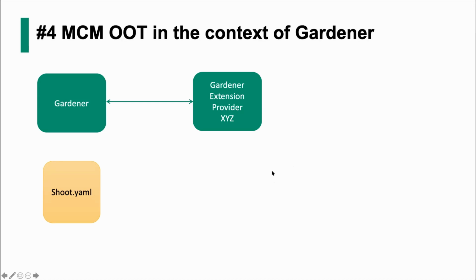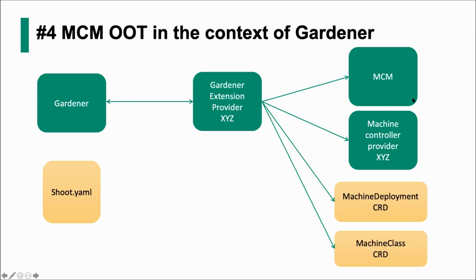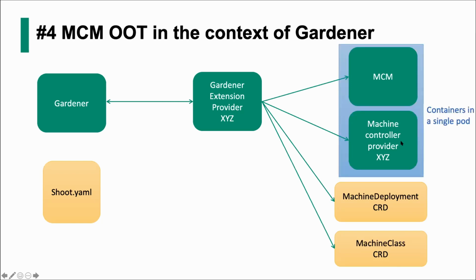And with out of tree, what happens is the MCM is deployed, and also the machine controller for the specific cloud provider, that is the out-of-tree MCM, will also be deployed along with its associated CRDs. And these controllers, that is the machine controller for the provider XYZ and the machine controller manager, will run as independent containers, however, within a single pod. So this is how it works in MCM in the Gardener context.